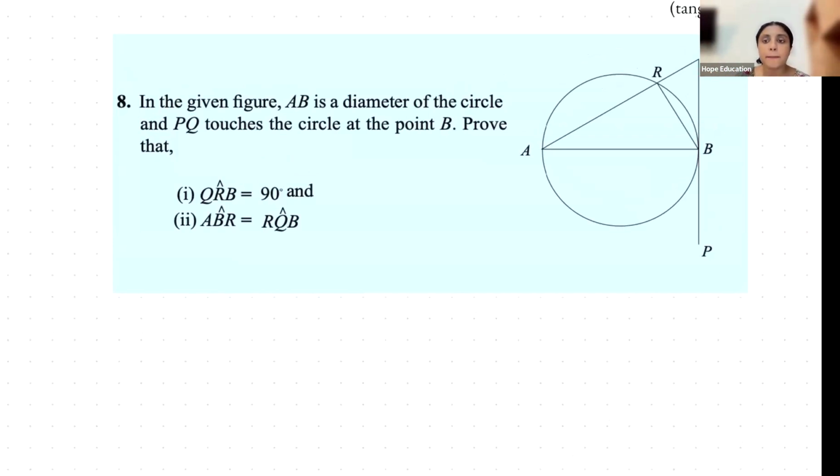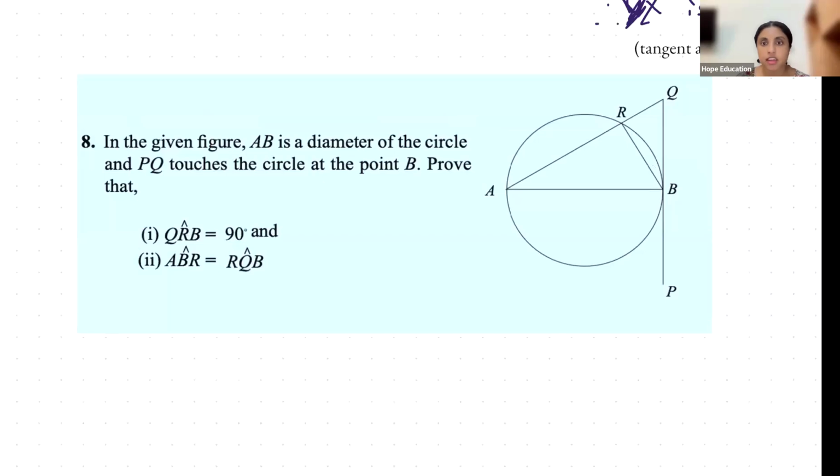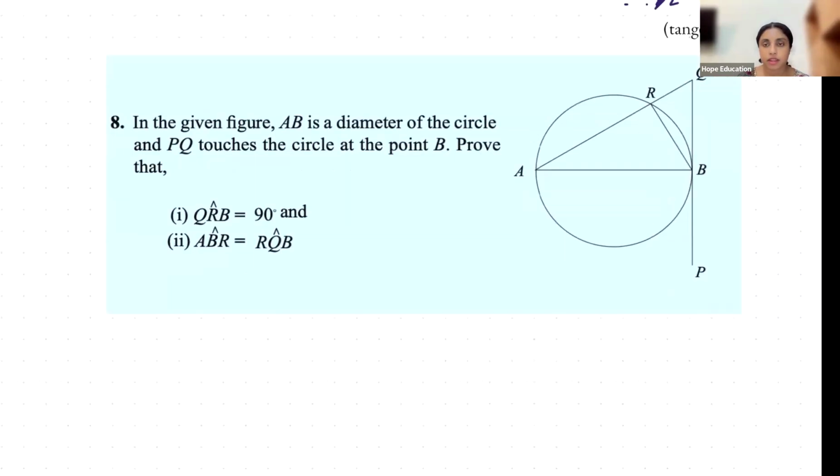In the given figure, AB is the diameter. PQ touches the circle at point B. If PQ touches the circle at only one point, that means PQ is a tangent, no? Prove that QRB is 90.